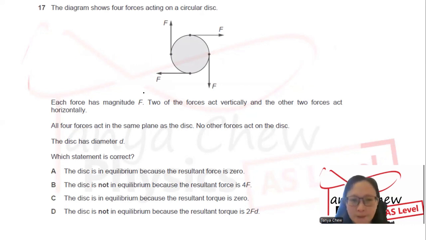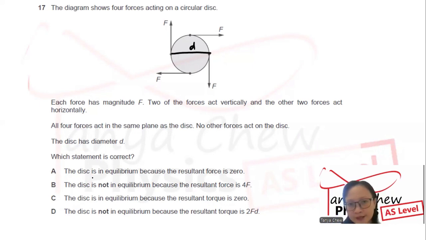Number 17, the diagram shows four forces acting on a circular disc. Each force has magnitude F. Two of the forces act vertically and the other two forces act horizontally. All four forces act in the same plane as the disc. No other forces act on the disc. The disc has a diameter of d. So let me write it down, d. Which statement is correct? I want to see whether the whole system or the disc is in equilibrium or not.